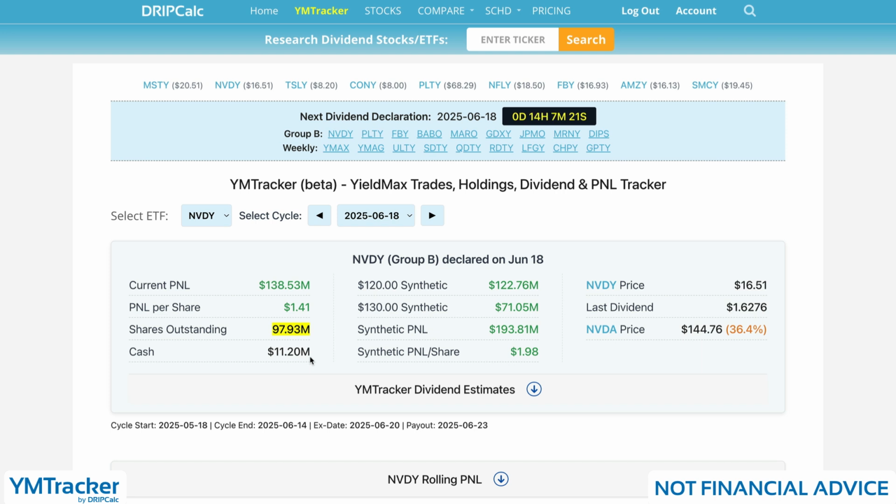Now, sometimes YieldMax chooses to pay a little more. Sometimes they have a loss. They usually still pay. And so this amount, the PNL per share, is how much they earn per share, but not how much they will pay out.